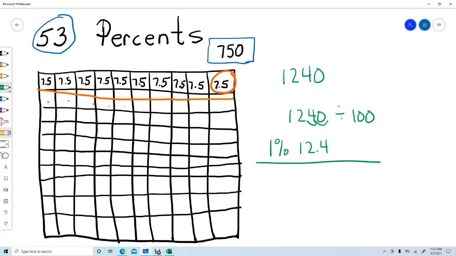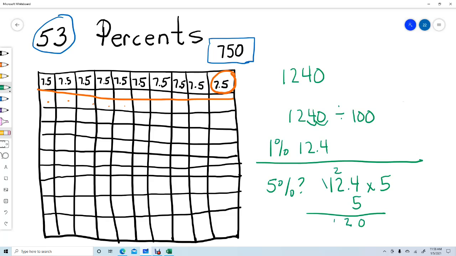Then they'll say, now that you know that, what is 5%? And I'll just take my 12.4 and I'll multiply it by 5. What is that? Remember how we do decimal multiplication? We just do multiplication as standard. We have 1 digit after the decimal place here, and so I come down to my answer, and I count 1, and that's my answer. So 62 is 5% of 1240.